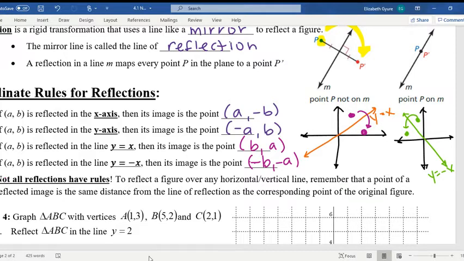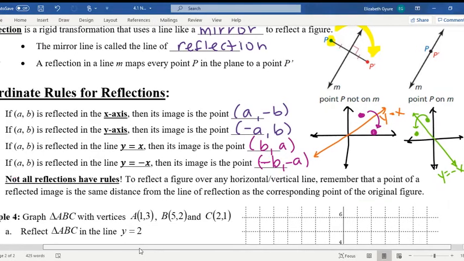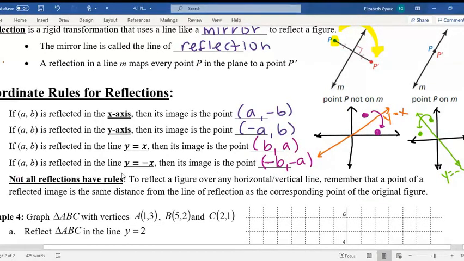Not all reflections are going to have rules. Are these the only 4 lines that ever exist? No. They're the ones we probably work with the most, okay? But you can technically reflect something over any vertical line, over any horizontal line, you just count it out. So if you don't have a rule, just count it out.